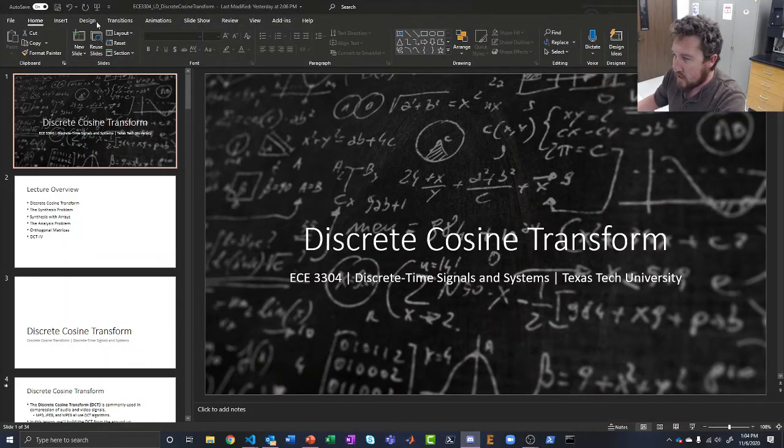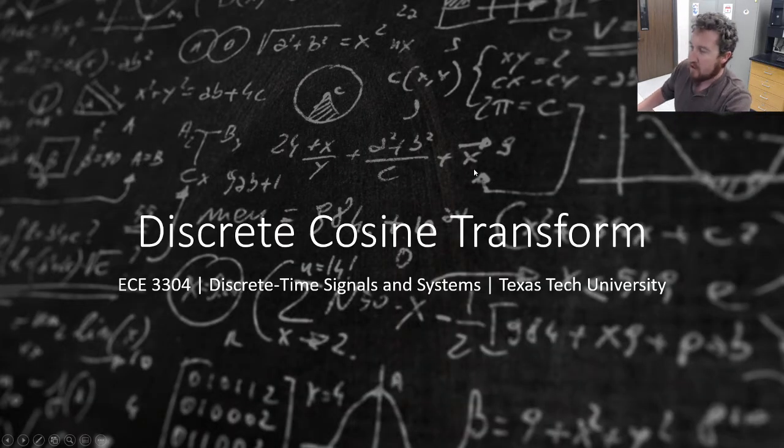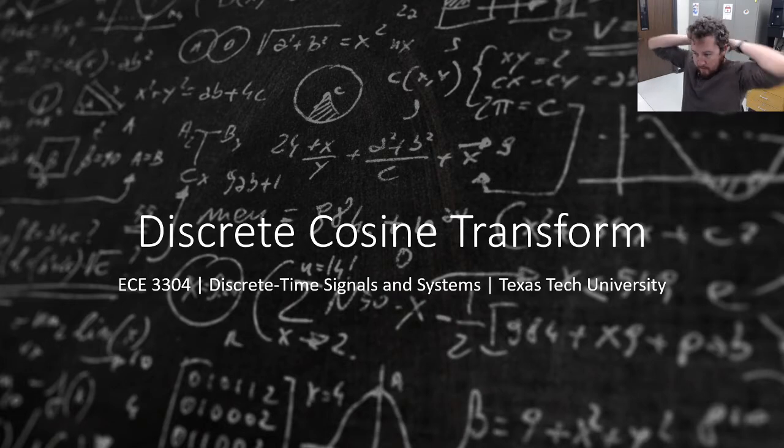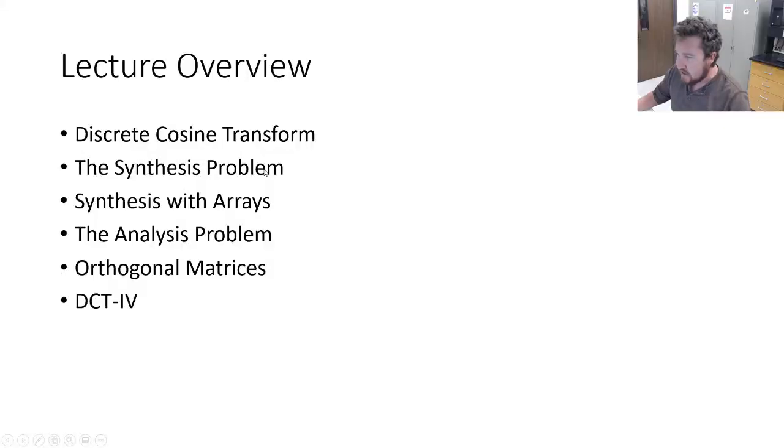Okay, all right, today, let's get the slideshow going. Boom, we're going to talk about the discrete cosine transform, which is an often forgotten sort of little brother to the Fourier transform, but it's got some pretty interesting practical applications, and so we're going to take a look at that and see what we can do with it.